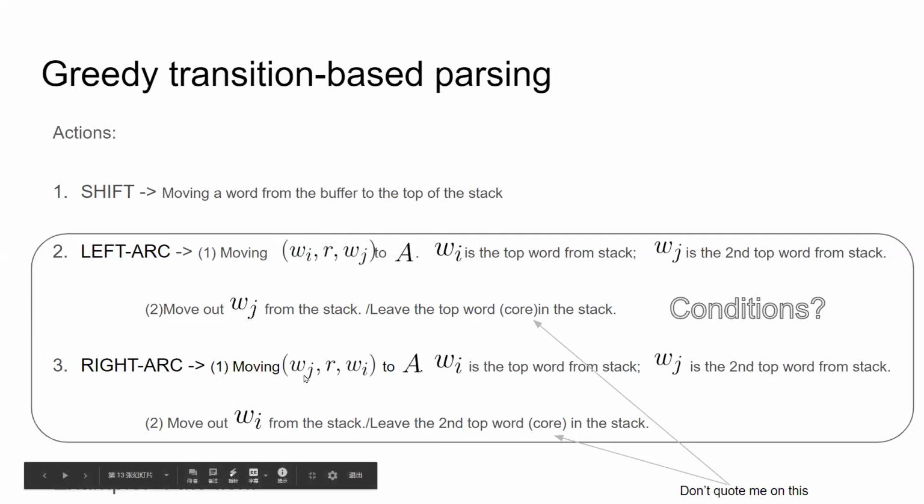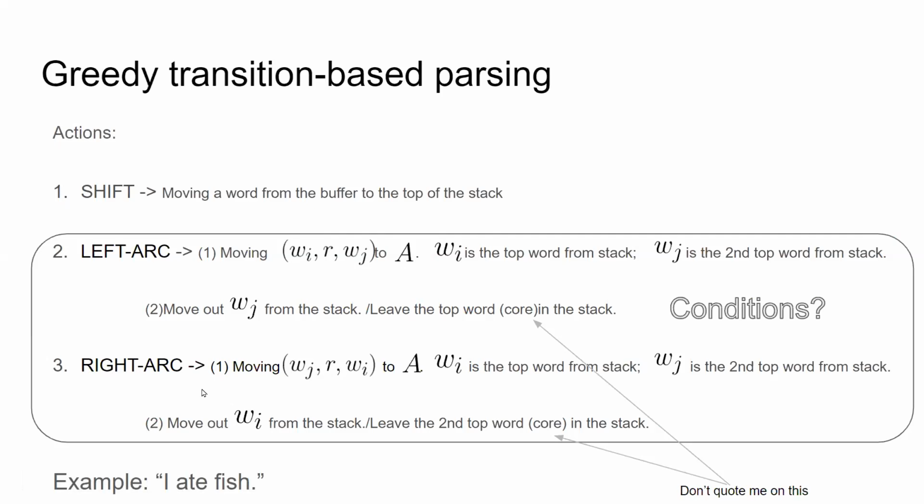So by looking at these two actions, you might have realized already that the common condition for both left arc and right arc is it must have at least 2 words, right? Because we will remove either the top one or the second top word. So there must be at least 2 words here.